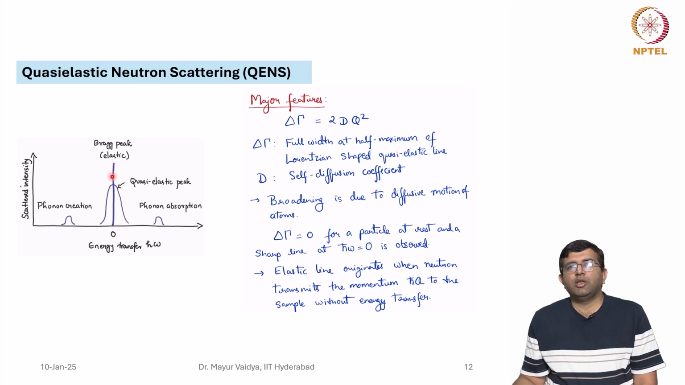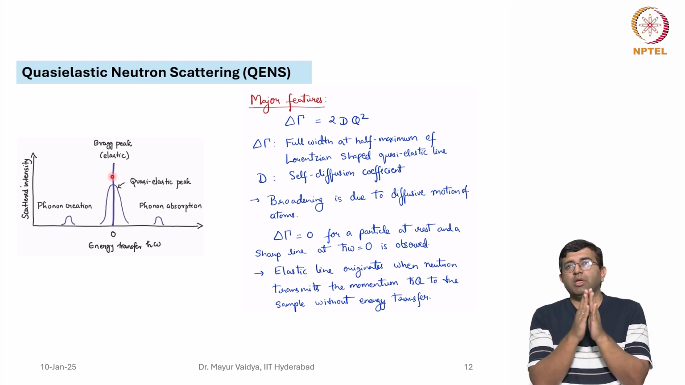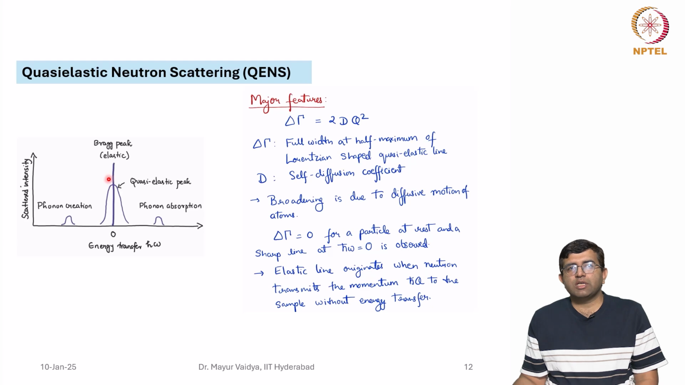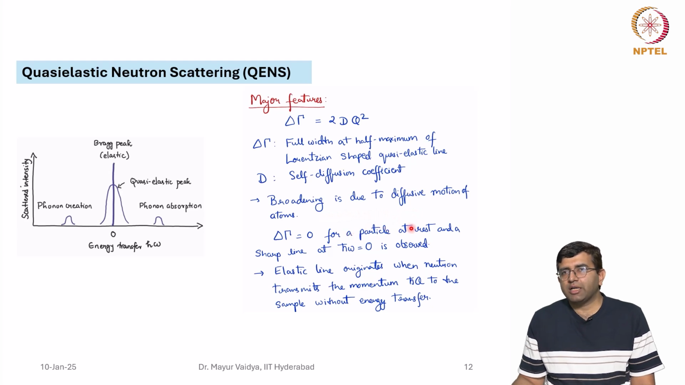Now, due to the diffusional motion, this peak can become a little broad, and that is what is known as the quasi-elastic peak. The broadening, delta gamma, is related to the diffusion coefficient as 2 D q square. Delta gamma is the full width at half maximum of the Lorentzian shaped quasi-elastic line, and D is the self-diffusion coefficient. The broadening is due to the diffusive motions. If the particles are at rest, then in principle delta gamma is equal to 0, so a sharp line is observed.